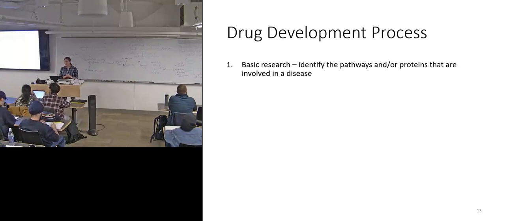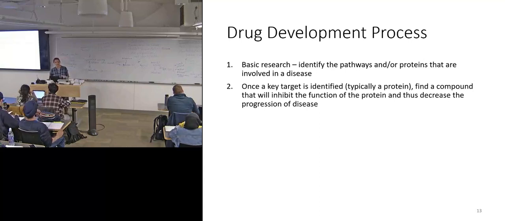So the drug development process, I did go through this really quickly last time. It starts with basic research, just trying to identify what proteins and pathways are even involved with the disease to begin with, which alone can take years and years of research. Assuming you identify some protein or enzyme that's involved in the progression of a disease, some enzyme that's going off the rails and doing something you don't want it to, then you want to inhibit its function.